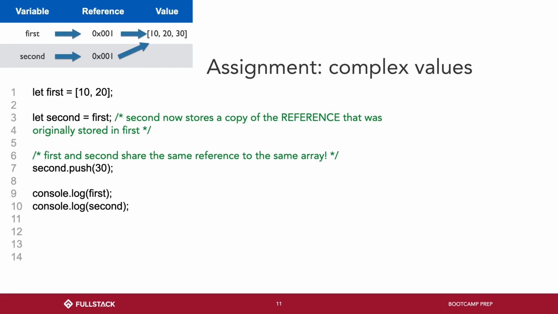However, if I say second is equal to first, then second copies this reference. But you see, there is no value here because I'm not declaring a new value. I'm not making a new value. It's just the same reference, so that points at that same value. So when I push 30 into second, as you can see, first also gets updated.